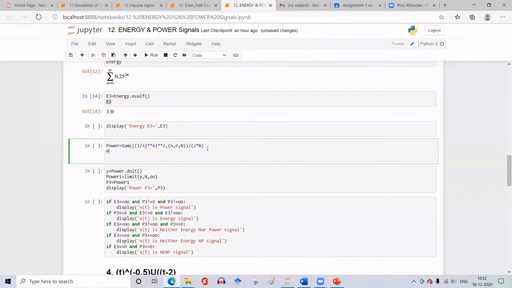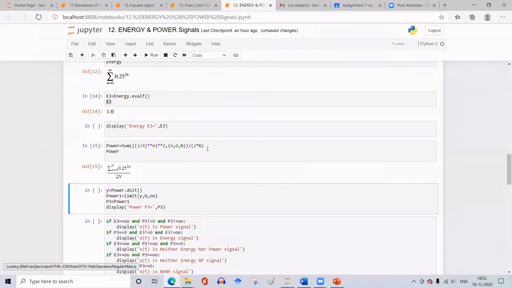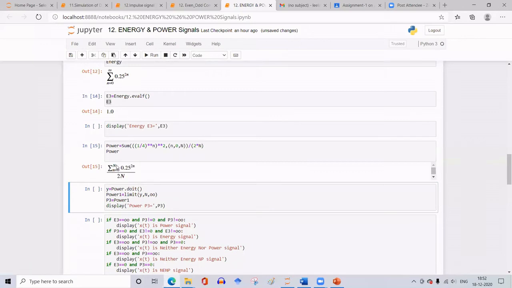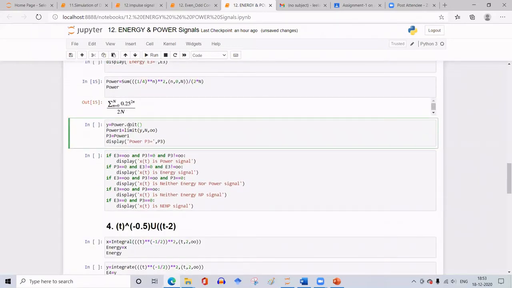Let me get the power as the output. It is the sum over n varying from 0 to capital N of 0.25 to the power of n, whole divided by 2n. First you evaluate this summation, then take the limit as n tends to infinity. That is done here. So y is equal to power dot do it, then power 1. To simply differentiate this power, I have taken one more variable, power 1, which is equal to the limit of this y as n tends to infinity.